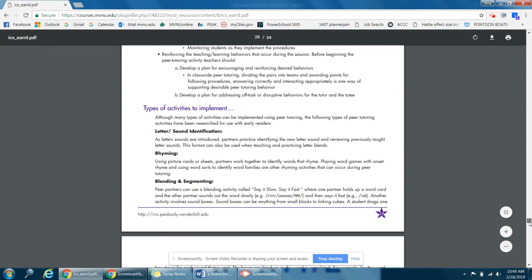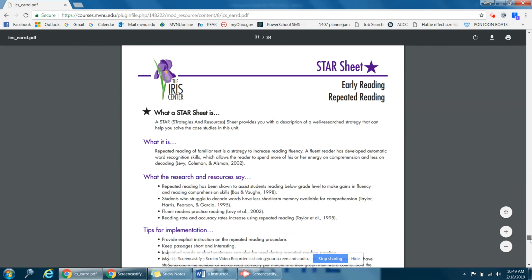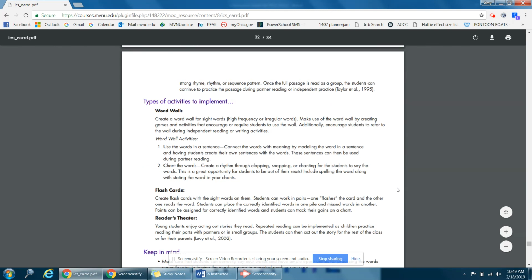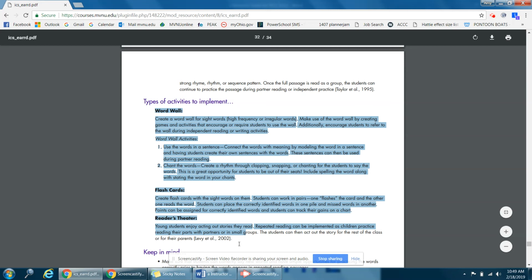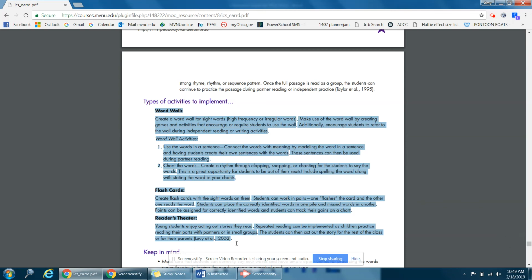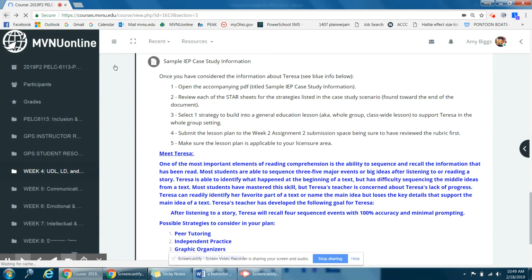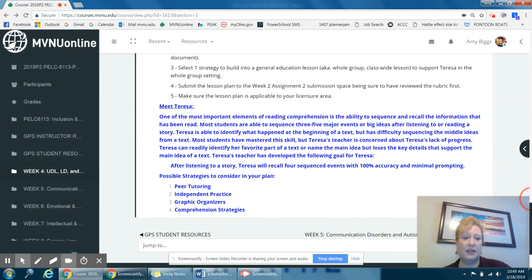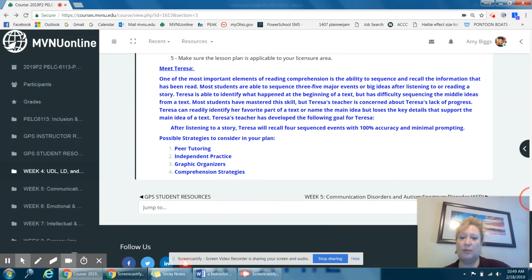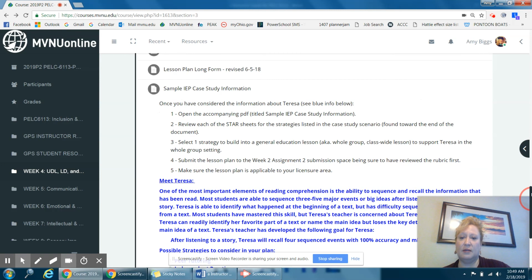Here's peer tutoring. The one that I wanted to get to was the word walls. Those are right here, very important. This is something I work with teachers on. I'm the curriculum director, and I work with teachers in middle school and high school, and we have word walls and flashcards. So we do all that. Don't think that you can't do that, because you absolutely can. So I would definitely think about basing this on a lesson plan that you already have.